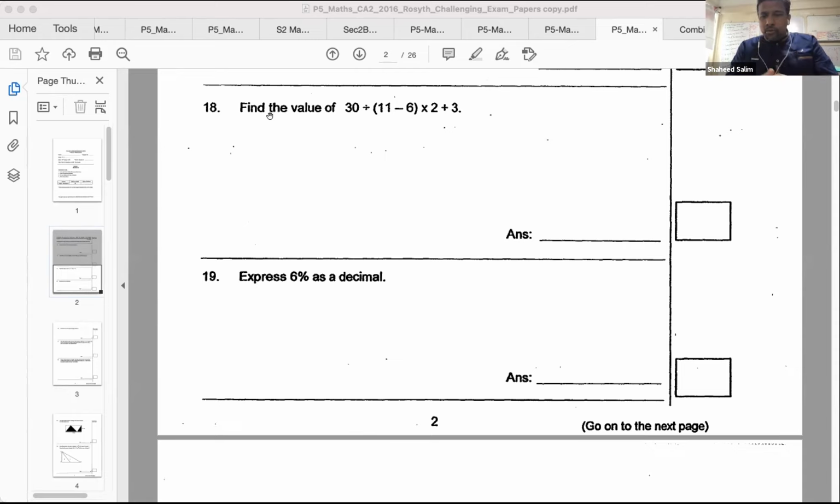Okay. Shafia, Naomi, it is not a decimal. This one is a whole number. The answer is a whole number.